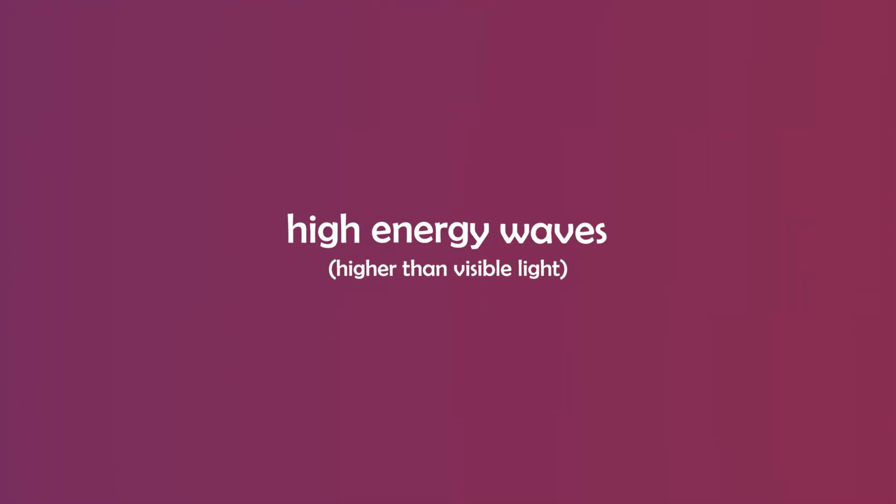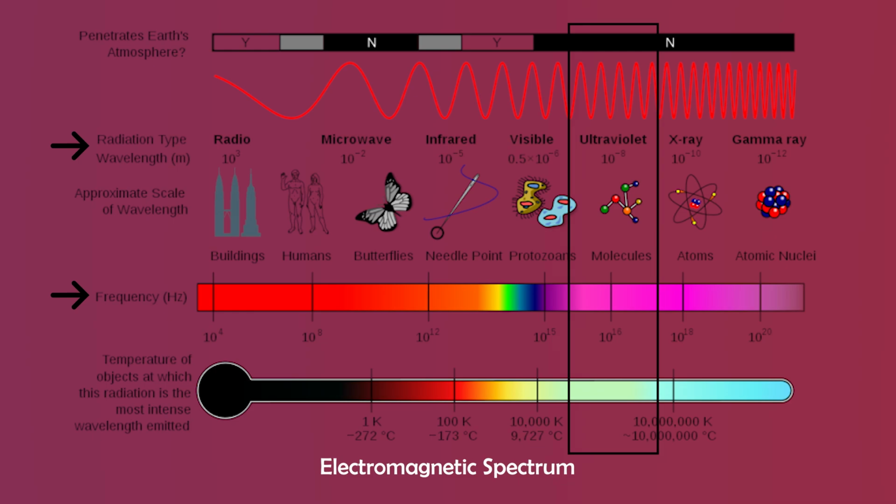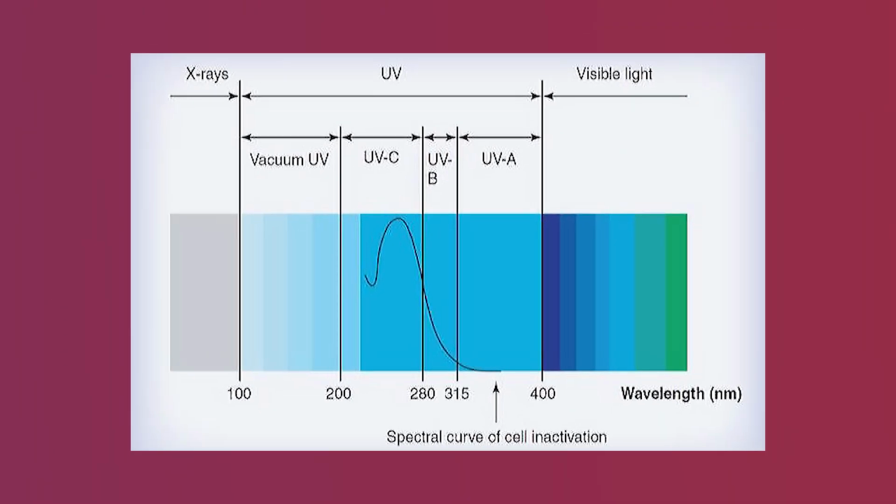Well, ultraviolet light, or simply UV light, is a band of high energy waves present in the electromagnetic spectrum, a spectrum where the electromagnetic waves are arranged according to their respective wavelengths and frequencies. And here is where it lies in the spectrum, that is between the X-rays and the visible light. In the UV light band, wavelengths range from 100 to 400 nanometers.